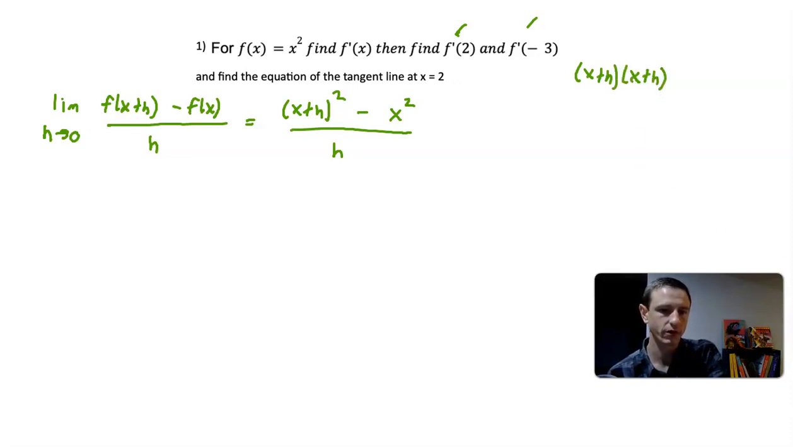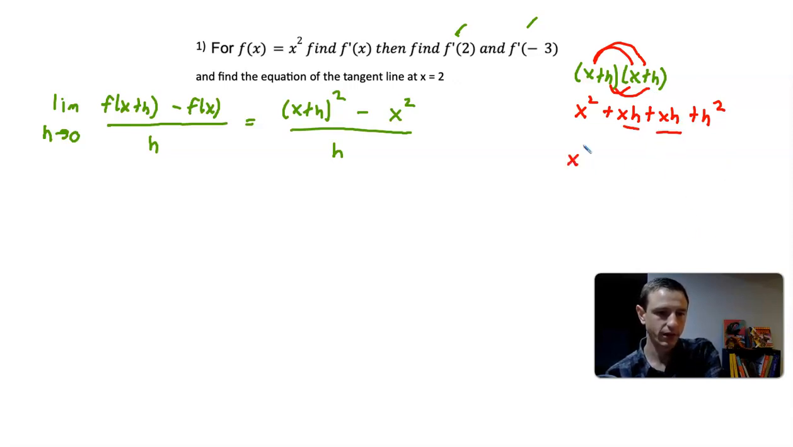One of those scenarios where you're going to start to get this memorized. X times x, x squared. X times h, xh. H times x, xh. H times h, h squared. Combine the like terms, x squared plus 2xh plus h squared. So that is x plus h squared. That's the expansion of x plus h squared.